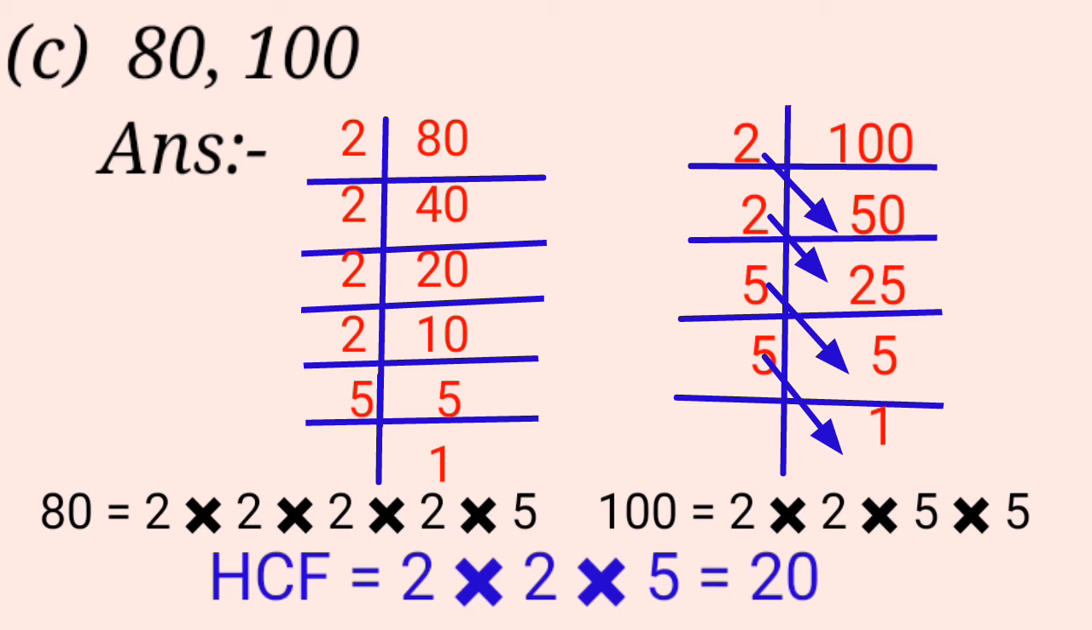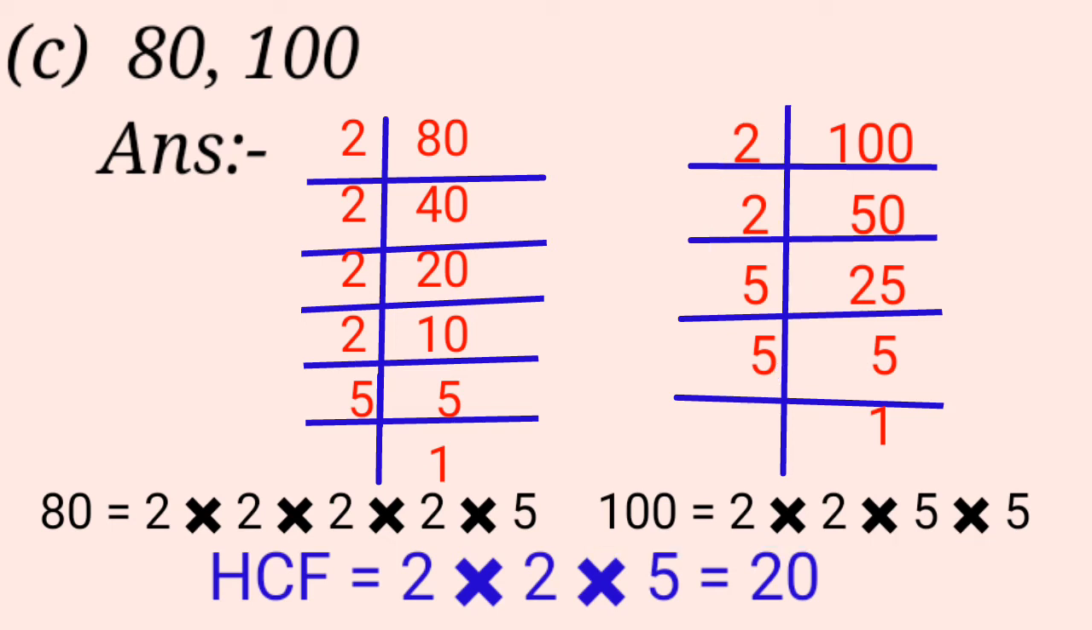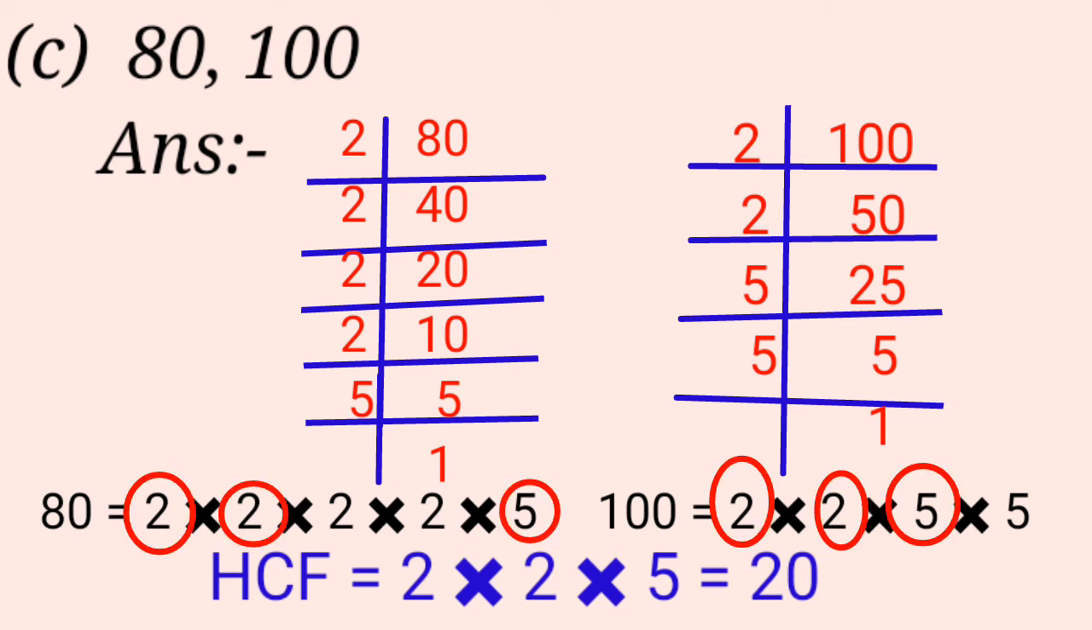5 5s are 25, 5 1s are 5. So we get 1 at the bottom. So here factors of 100 is equal to 2 into 2 into 5 into 5. So you can see which factors are common. So here 2, 2 and 5 are common. So HCF is equal to 2 into 2 into 5 is equal to 20.